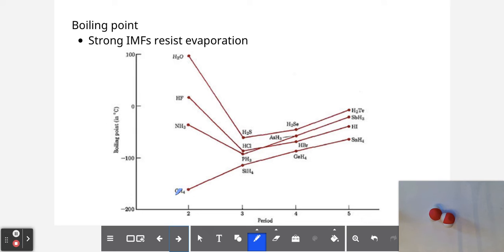We know the carbon-hydrogen bond is not polar enough to result in hydrogen bonds among CH4 molecules, and that's why it has a very low boiling point. This is a nonpolar molecule with only dispersion forces. SiH4 also only has dispersion forces, but because it's bigger with a larger electron cloud, it will have a higher boiling point.